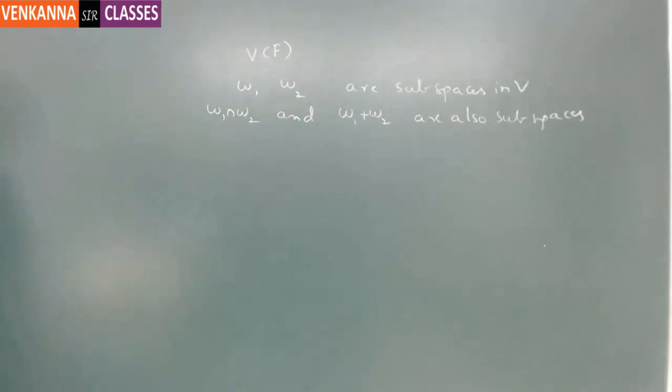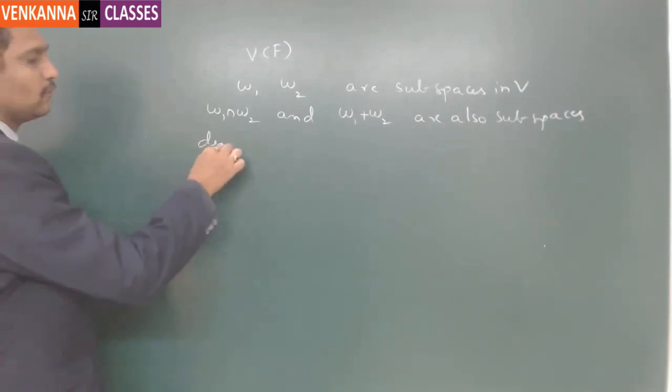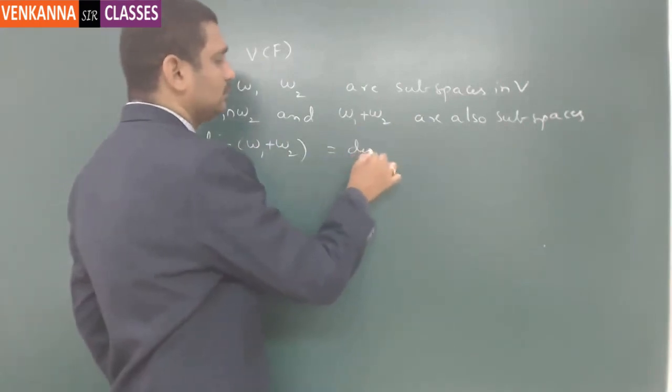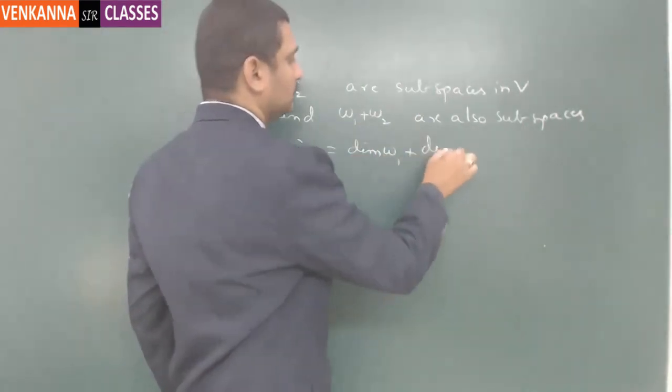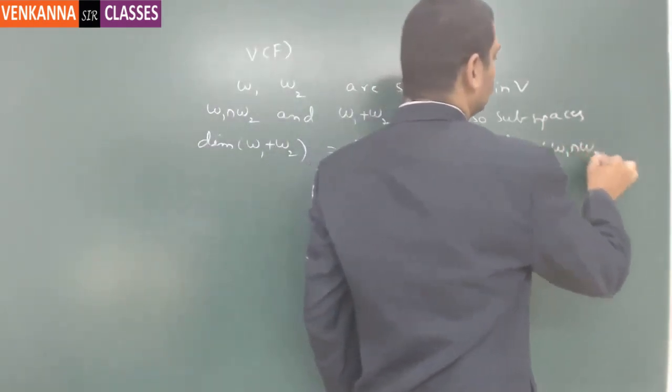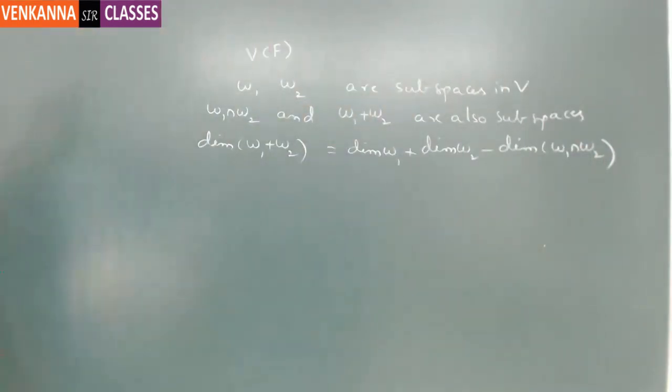So if you want to determine their dimension, there is one small result: dimension of W1 plus W2 is equal to dimension of W1 plus dimension of W2 minus dimension of W1 intersection W2. So based on this formula, let us do one small problem which is interesting. So please take a note of that formula.